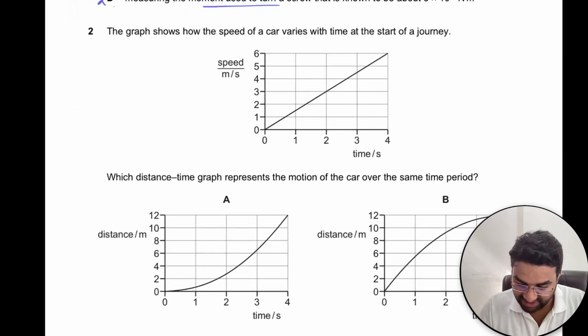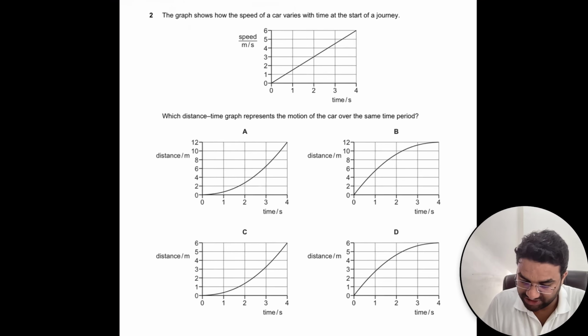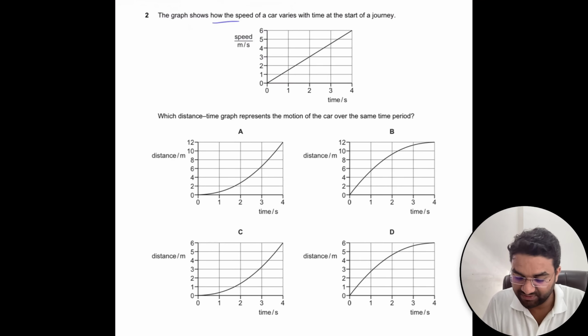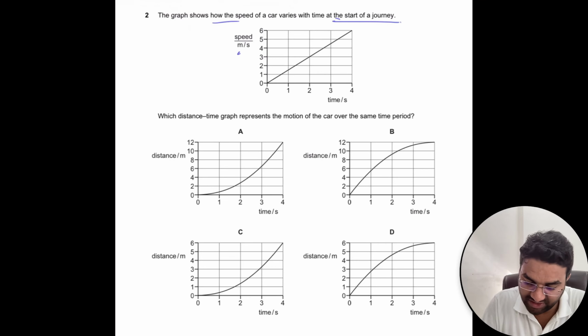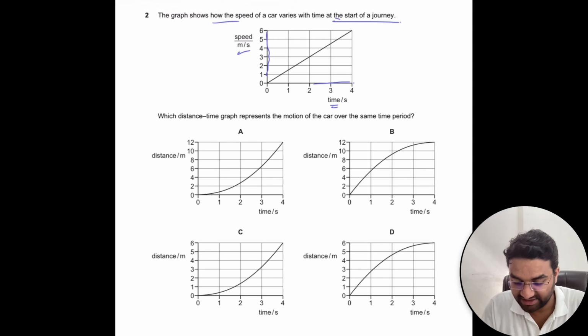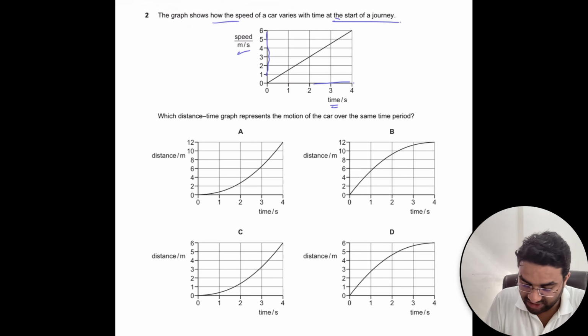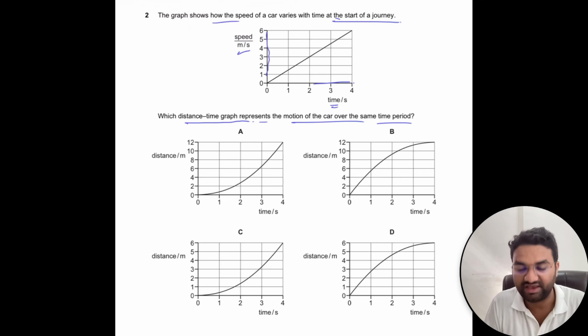Next one, here we have a question. The graph shows how the speed of the car varies with time at the start of the journey. The speed is on the y-axis and the time on the x-axis. So a speed-time graph is given, which gives the idea about the acceleration. This is the basic theory part. Now, which distance-time graph represents the motion of the car over the same period?